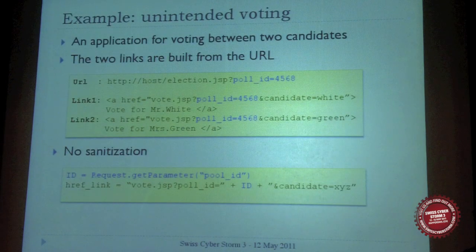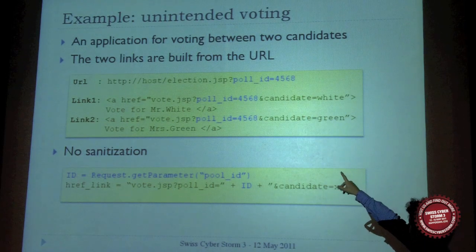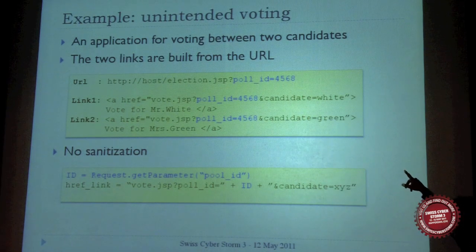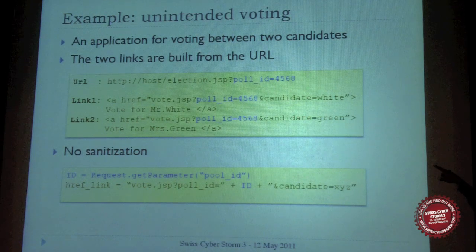Here we see an example of what is possible to do with this client-side attack. Let's consider an application where you can vote for two candidates. The application takes a page, action.jsp, with a parameter, poll ID, with the number of the poll ID. This application then creates two links, one to vote for candidate white and one for candidate green. As you can see, the value of the poll is used to build the two links.